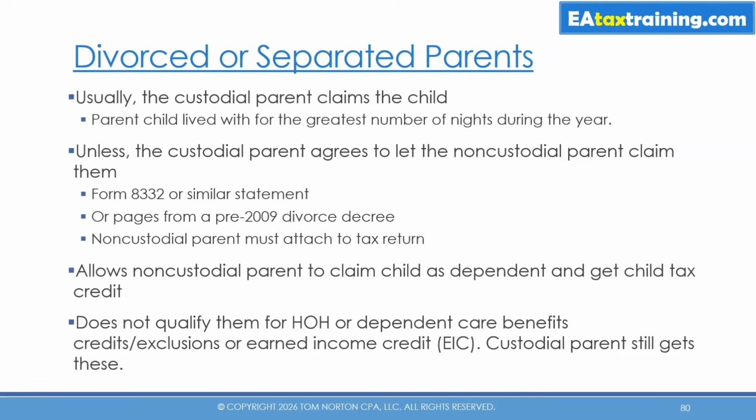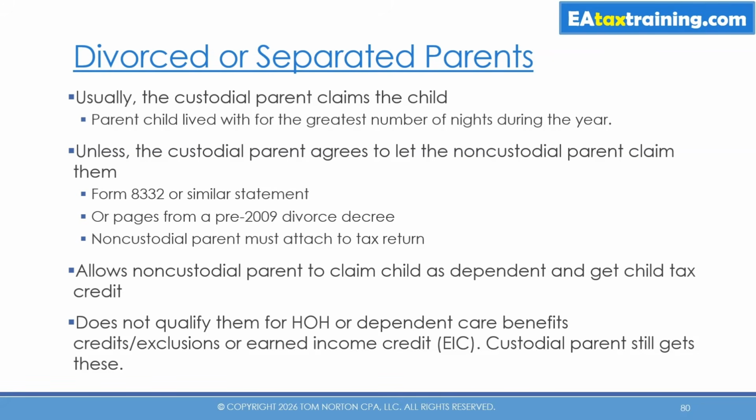If you do that, you do have to fill out this form, this 8332, that explains what is happening, and the non-custodial parent then attaches that to the return. So what happens is the custodial parent, who normally would be entitled to the dependent, has to sign this form saying, I understand that the non-custodial parent is going to take the child as a dependent.